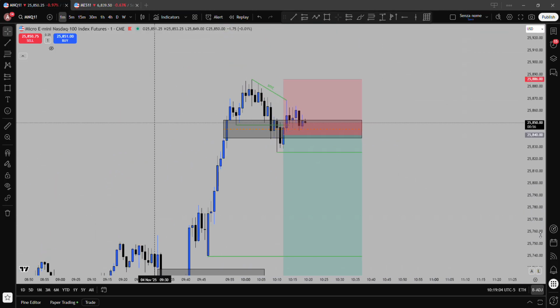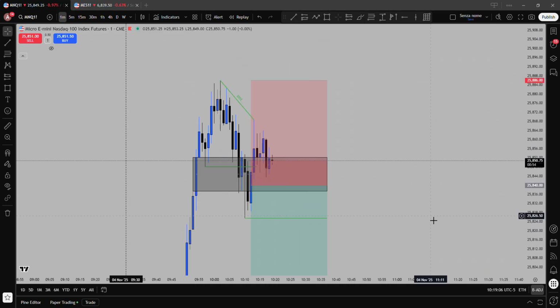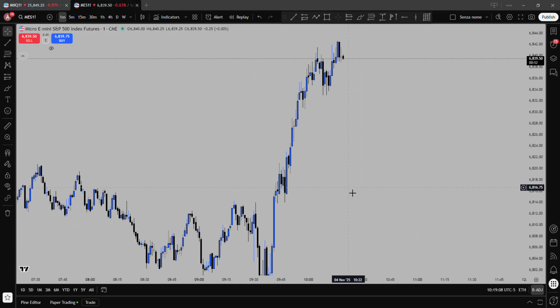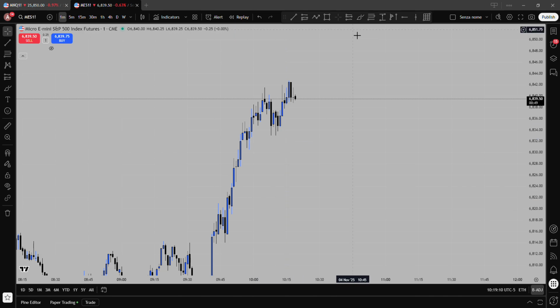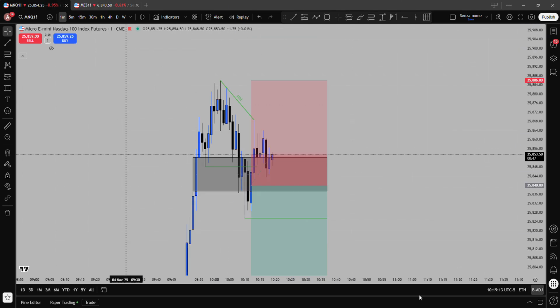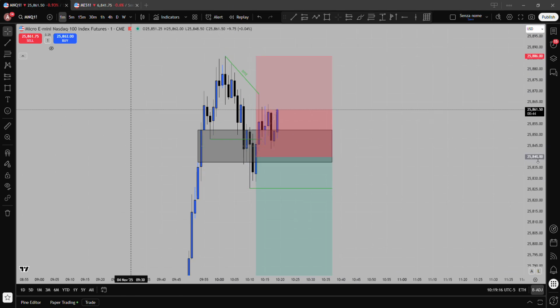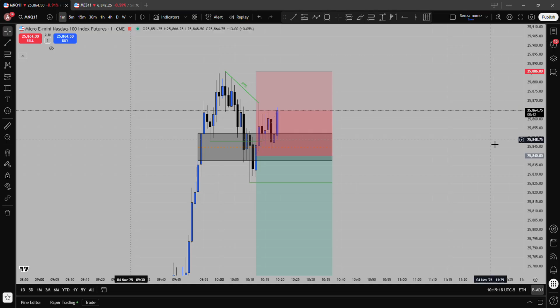Okay, let's see how this trade will do. Yes, it's going higher. Damn, I don't like this move. It seems that we're getting stopped out.